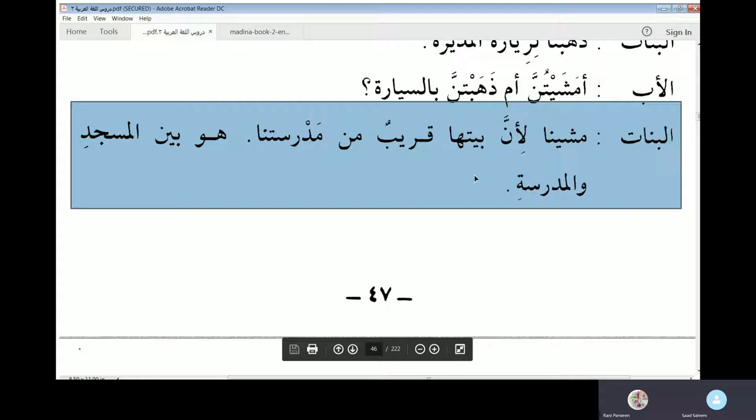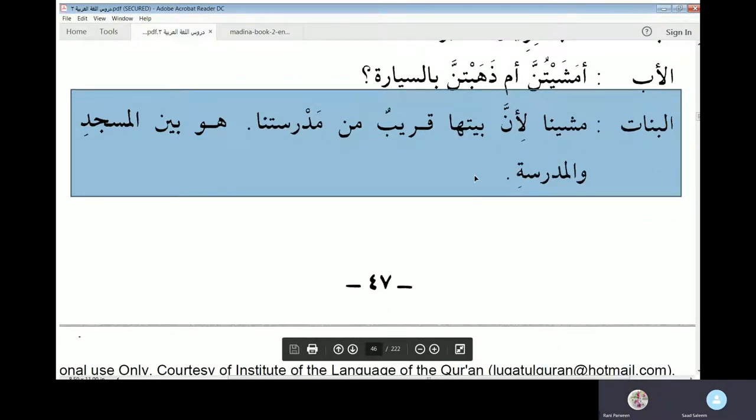Huwa bayna al masjid wal madrasati. It is between the masjid and the school. Bayna is between, okay.